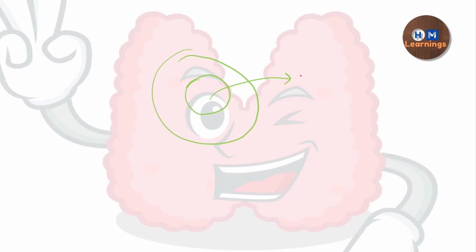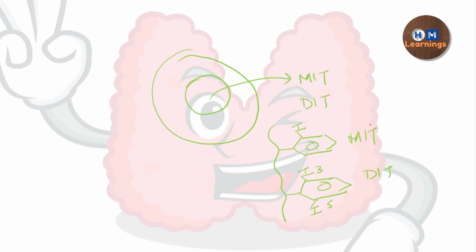So now what is happening? We have MIT and we have DIT. This is a thyroglobulin, and on thyroglobulin we have tyrosine residues. So one iodine will get attached here and one iodine here, at the 3rd position and at the 5th position. This is DIT, this is MIT. Now what happens? If MIT combines with DIT, we have T3, because 3 iodines are there. This is called a coupling reaction. If DIT combines with DIT, it forms T4.